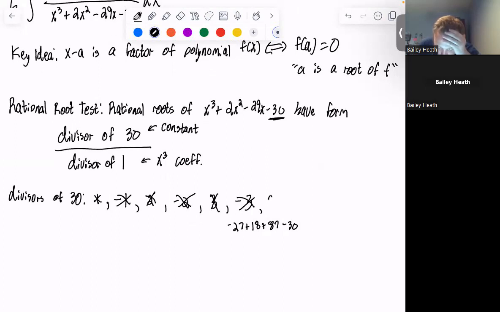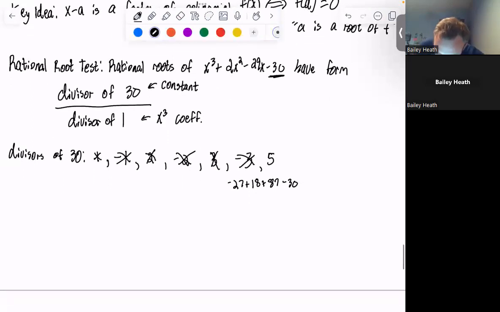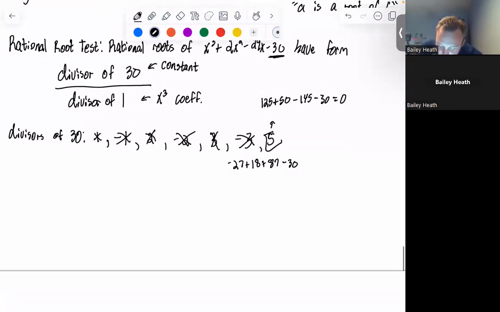x equals 5. If I plug in x equals 5, what do I get? I get 125 plus 2 times 25, which is 50. Okay, this is good. 29 times 5 is 145, and then minus 30. And I do get 0 here. So 5 is a root.